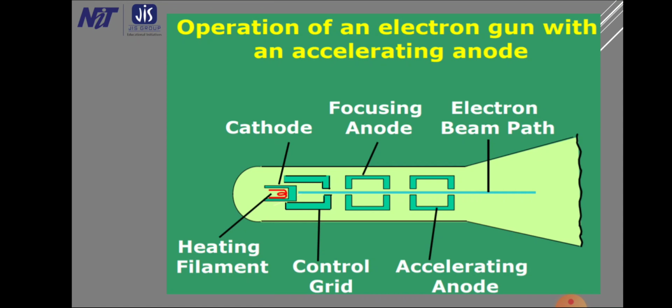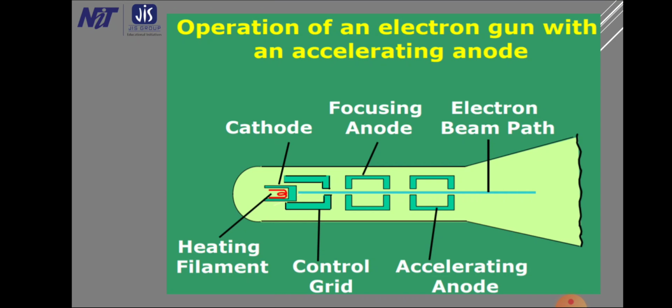This is a typical diagram that illustrates the operation of a CRT or a CRT based monitor. It shows how an electron gun with an accelerating anode is used to generate an electron beam that is used to display points or pictures on the screen.